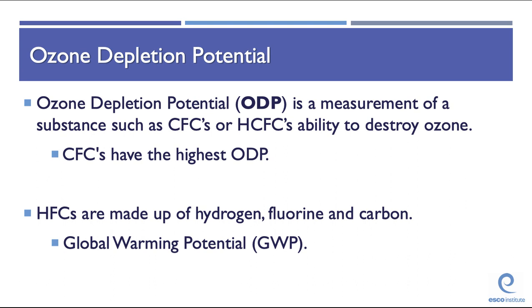So again, let me repeat this. Ozone depletion potential is a measurement of substances' ability to destroy ozone. The key is chlorine. HFCs, which are the newer refrigerants, are made up of hydrogen, fluorine, and carbon. They do not have an ODP because there's no chlorine, but they do have a global warming potential.